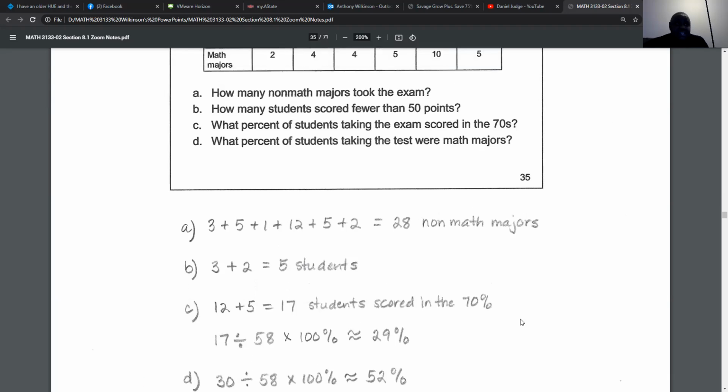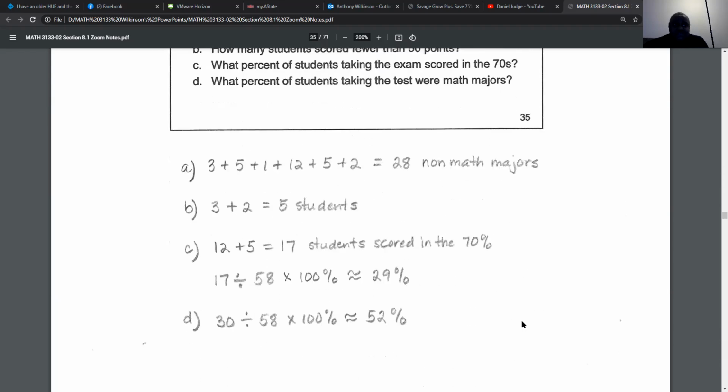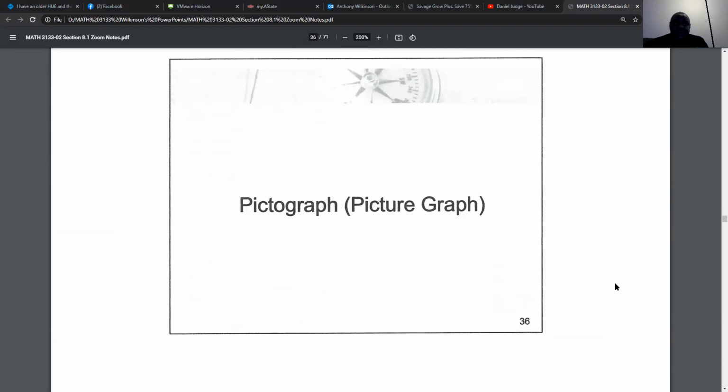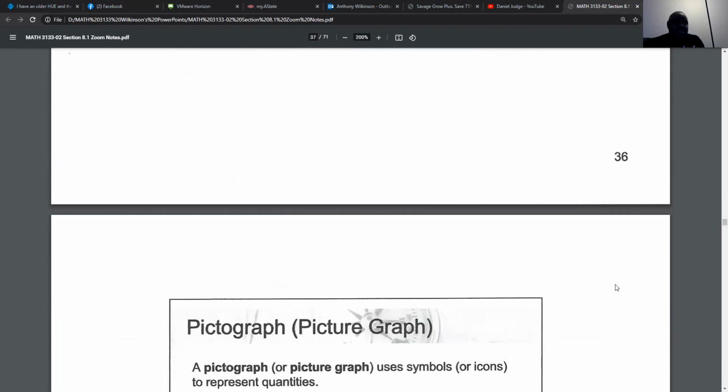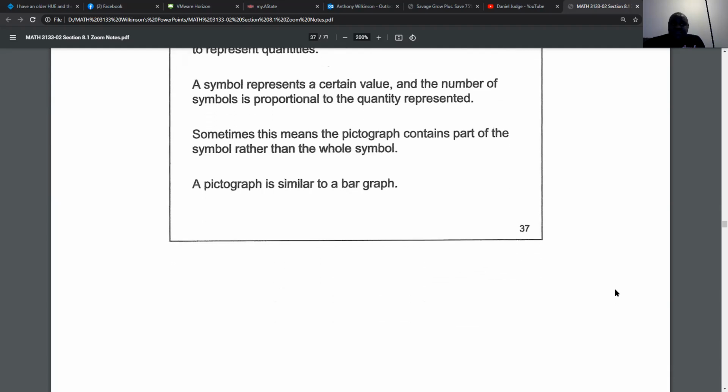Okay, so that's how we can use a two-way table to answer these types of questions. All right, next we'll look at a pictograph, or just simply a picture graph, because that's what it is. It has pictures in it, and it uses symbols or icons to represent quantities. Now, a symbol represents a certain value, and the number of symbols is proportional to the quantity represented. Sometimes this means the picture graph contains part of the symbol rather than the whole symbol. And it is similar to a bar graph as well.